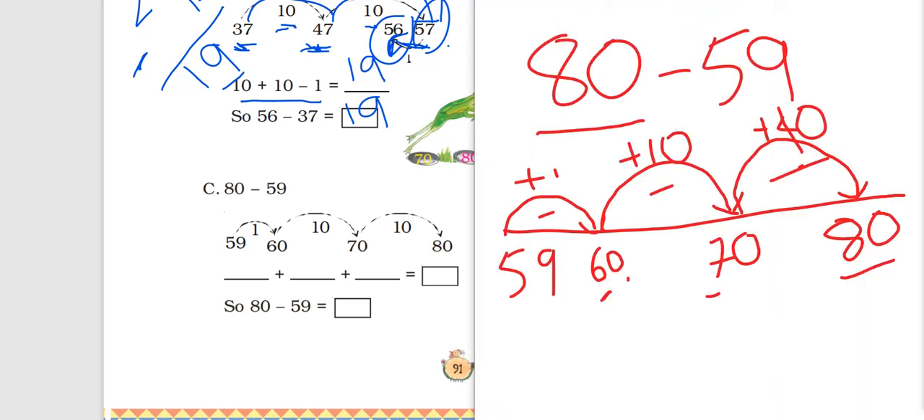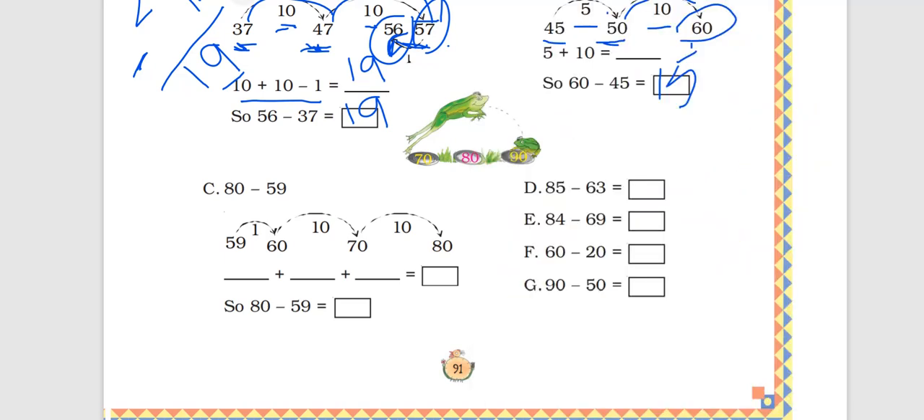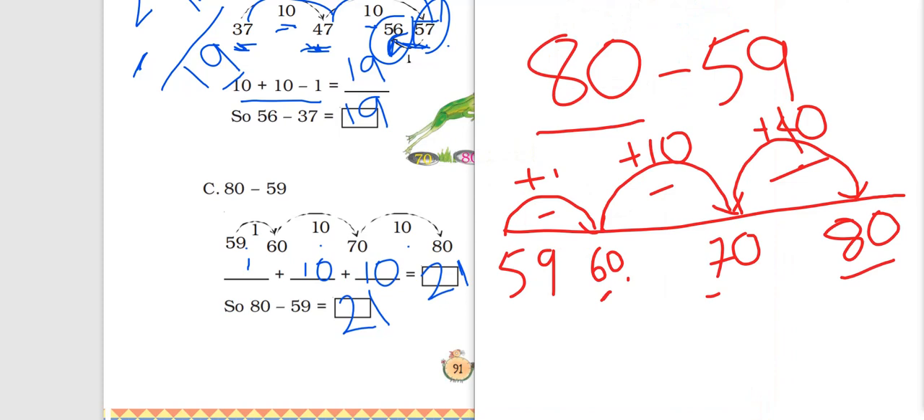Hang on, right? 80 minus 59 is, okay, this is the one we saw, right? So 1, 10, and 10. That is 21. We took a total of 21 steps. So 80 minus 51 is 20. 80 minus 59 is 21. Now the next one is 85 minus 63.